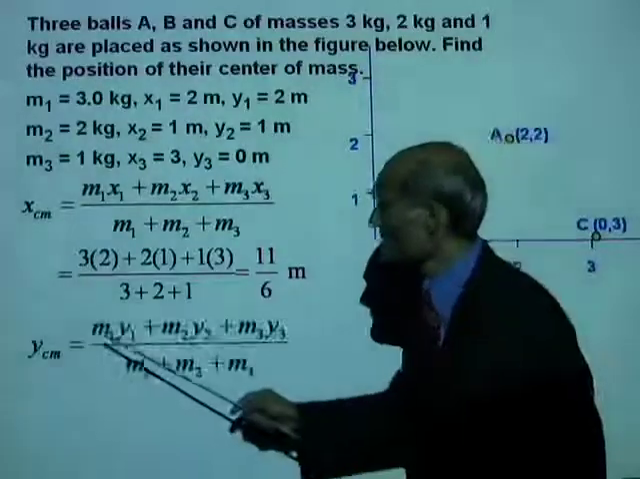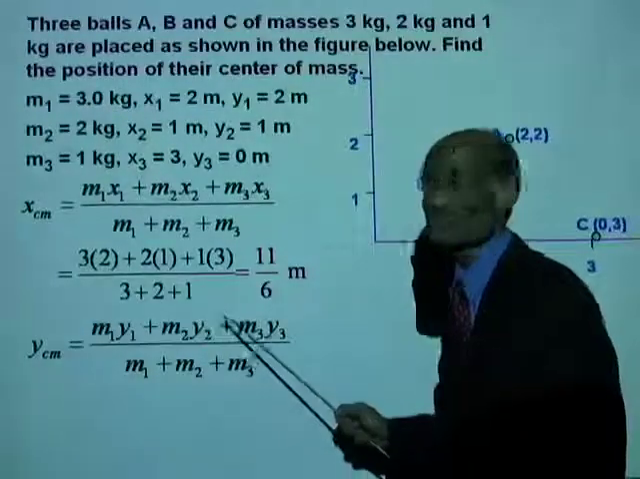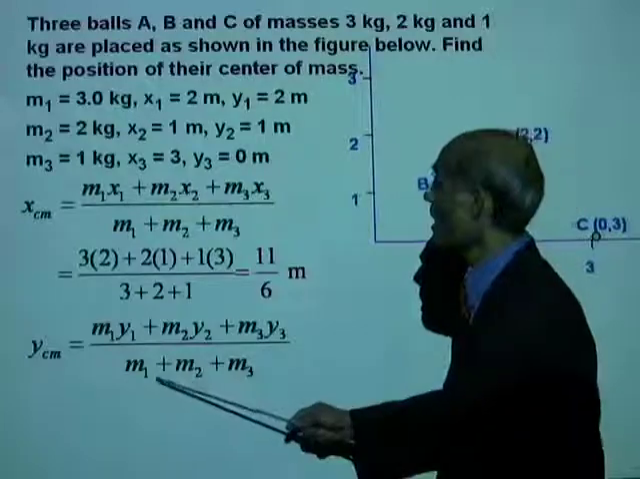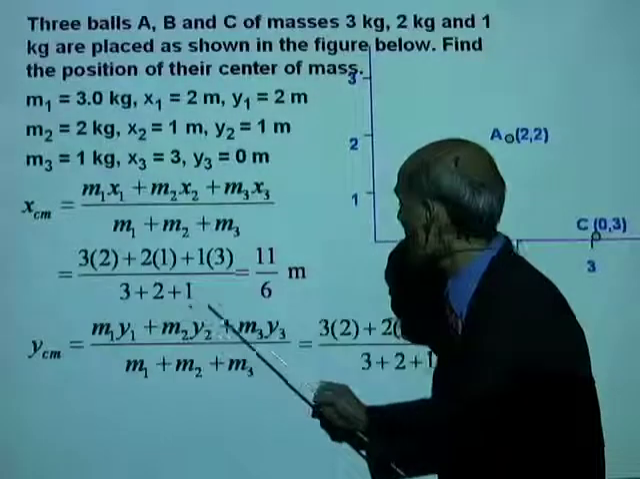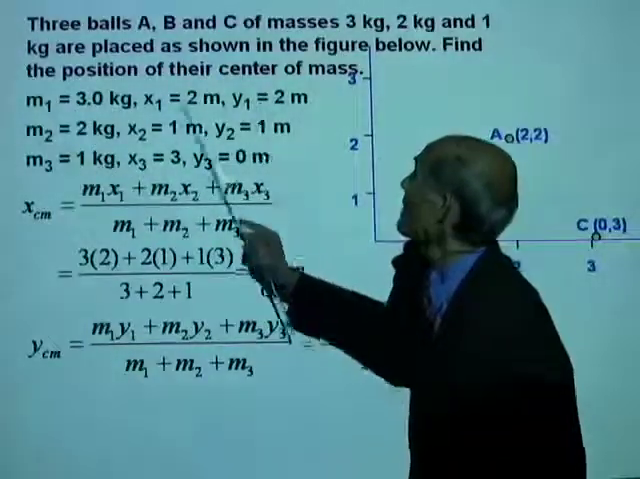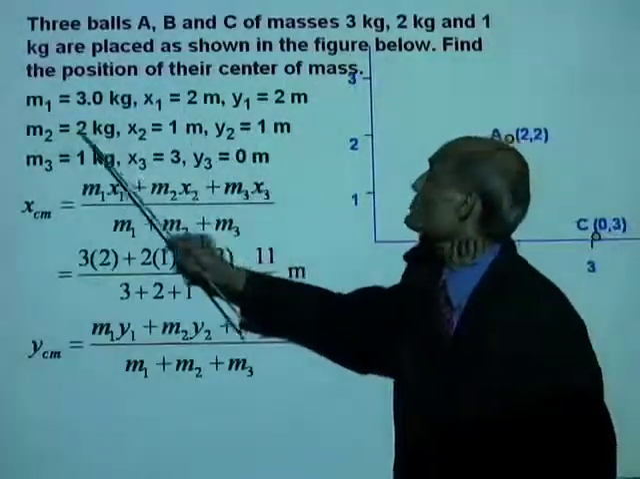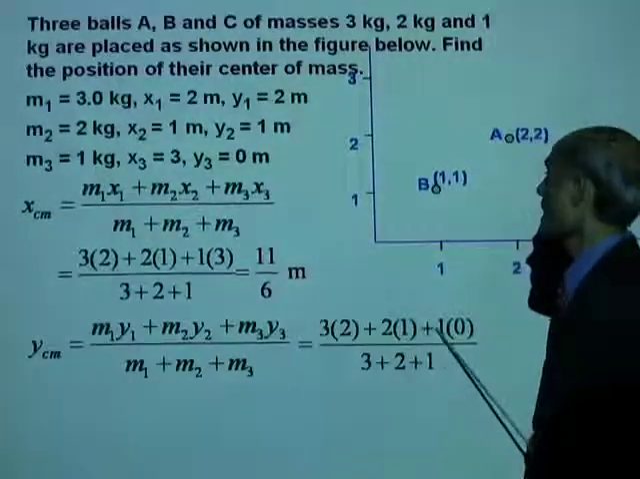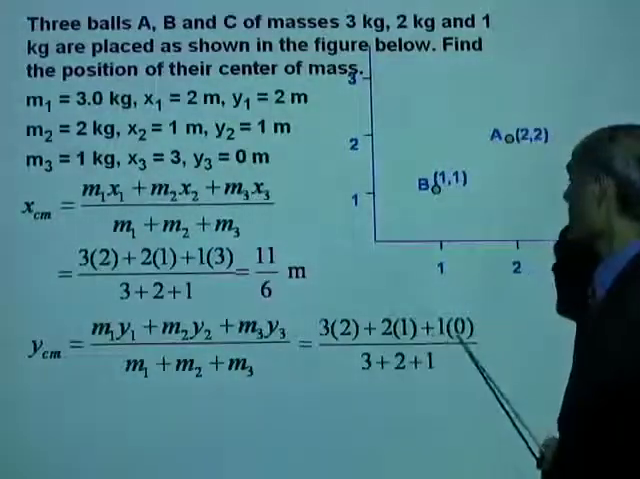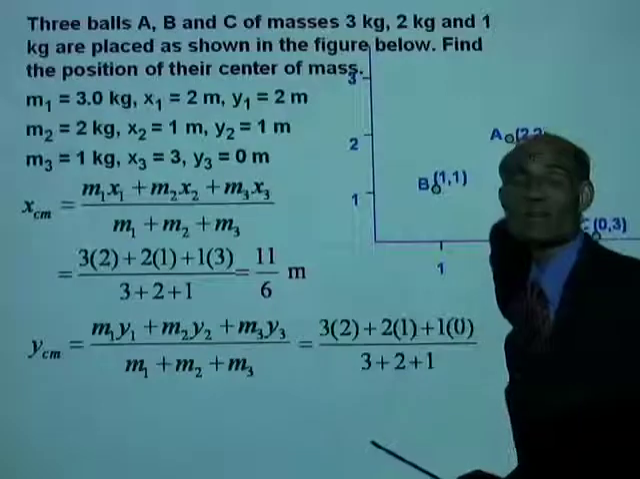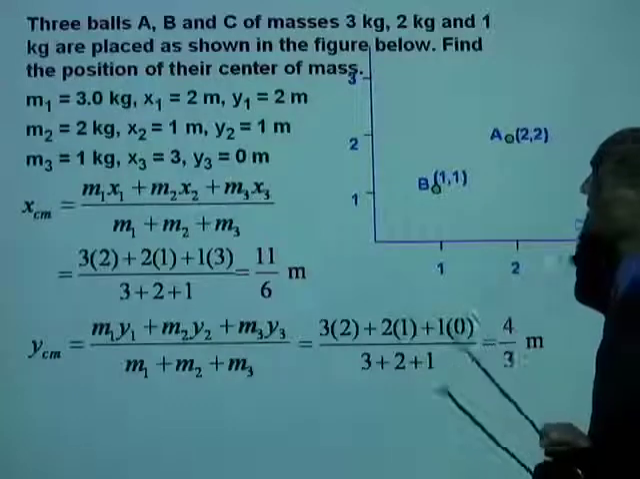How about the y center of mass? Y center of mass is m1 y1 plus m2 y2 plus m3 y3 over m1 plus m2 plus m3. Now use these values. m1 y1 is 3 times 2, plus m2 y2 is 2 times 1, plus m3 y3 is 1 kilogram times 0 meter, divided by m1 plus m2 plus m3, and that is 4 over 3 meter.